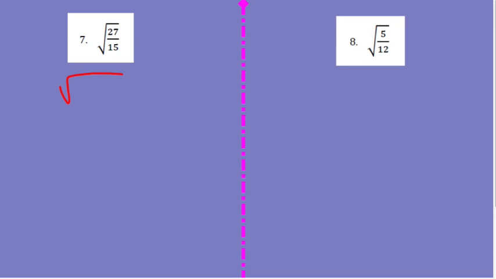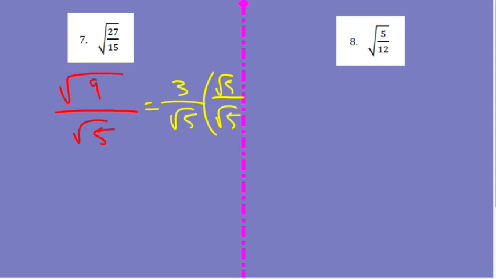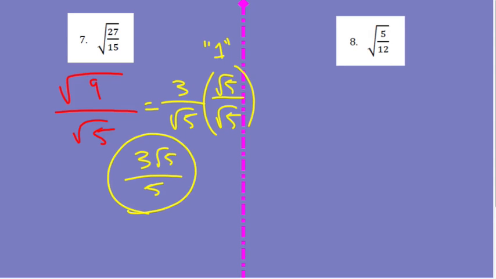So this one should be 27 over 15. Well, if I divide both the top and bottom by 3, I get square root of 9 on the top, square root of 5 on the bottom. Square root of 9 is going to be 3. Square root of 5 is still square root of 5, so I multiply top and bottom by square root of 5, because that's my 1. So I get 3 square root of 5 over 5. There's my answer. So if you got that, good job. If you didn't, go back and look and see what you might have made a mistake on.